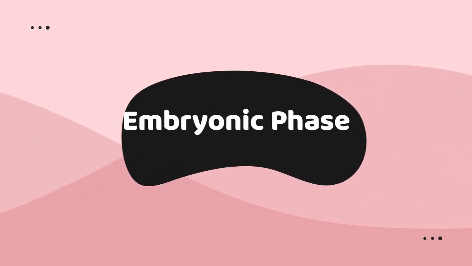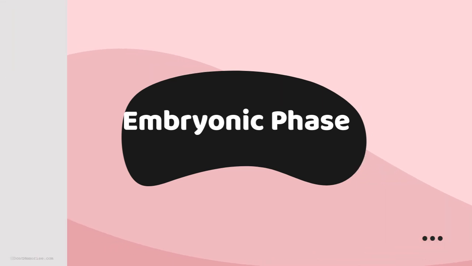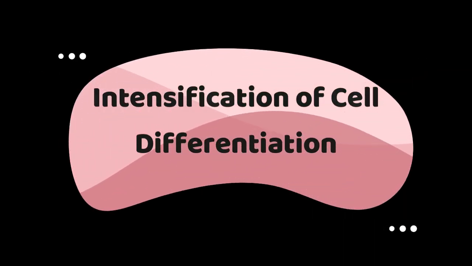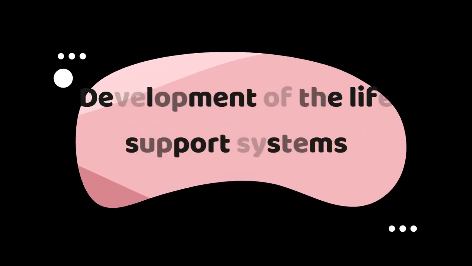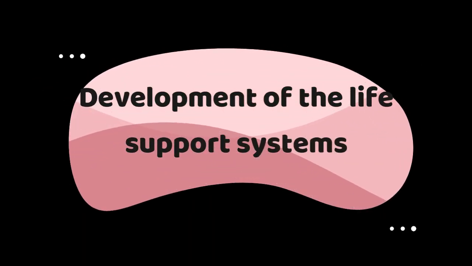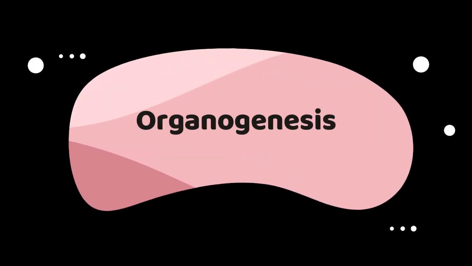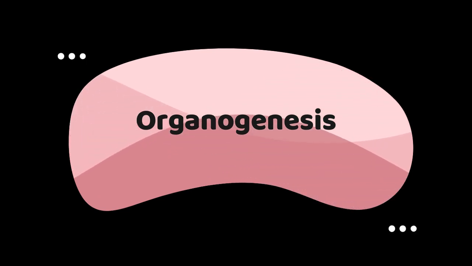The second phase of human development is the embryonic phase. It occurs from the end of the germinal phase to the second month of pregnancy. The mass of cells is now called the embryo. The three main processes during this phase are intensification of cell differentiation, development of the support systems for continued cell development, and organogenesis, or the appearance of the different organs of the body.